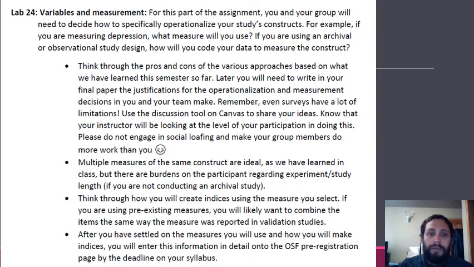So remember, even if you're just doing some sort of survey, there are a lot of limitations to how you're doing it. If you are trying to measure cheating behavior, how are you going to measure it? You can look at past studies, see how they have done it, and give me some justification as to why you're doing it.